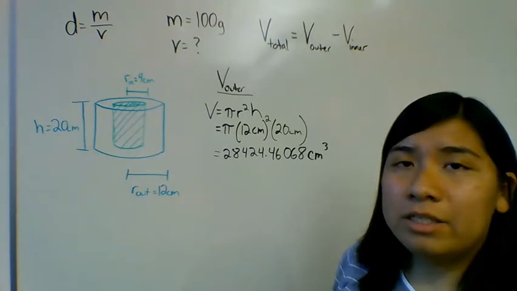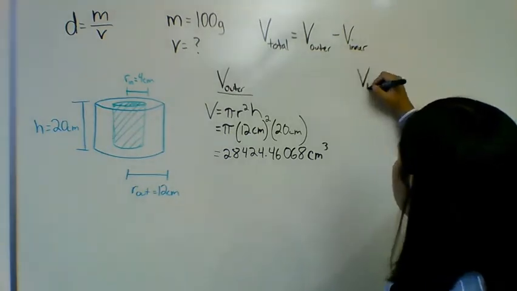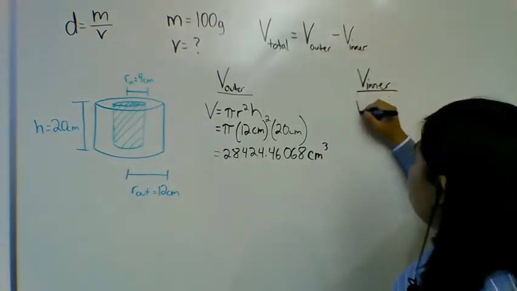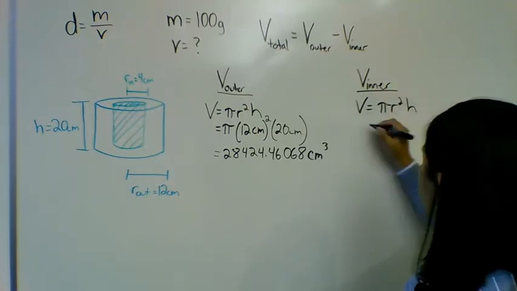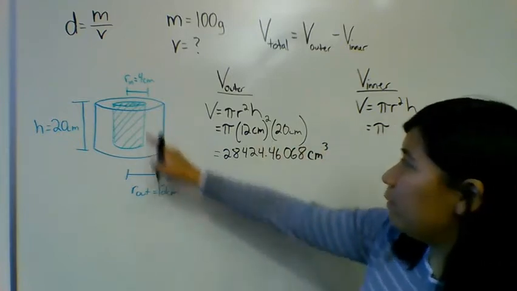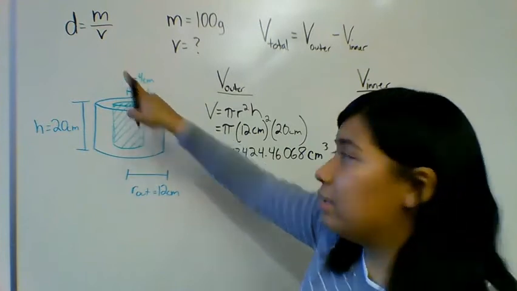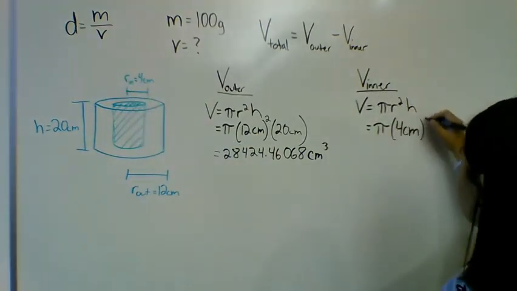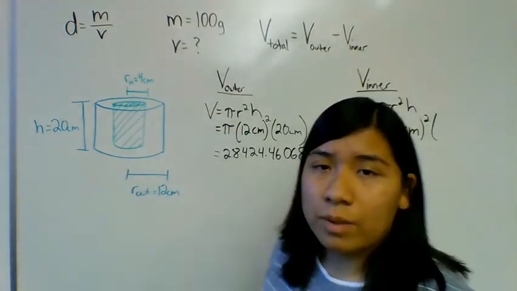Now we're going to do a very similar process, but now with the inner volume. So I'm going to label this volume inner, and I'm going to write my equation again, pi r squared h, and instead of my radius being 12, I'm going to look at the inner radius, which says 4 centimeters. So I'm going to go ahead and put that right here, 4 centimeters squared times my height, which is 20.